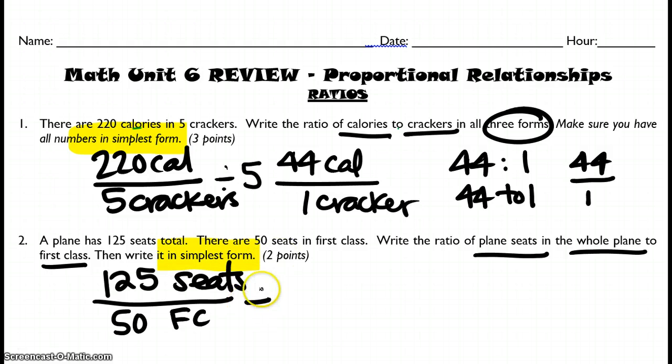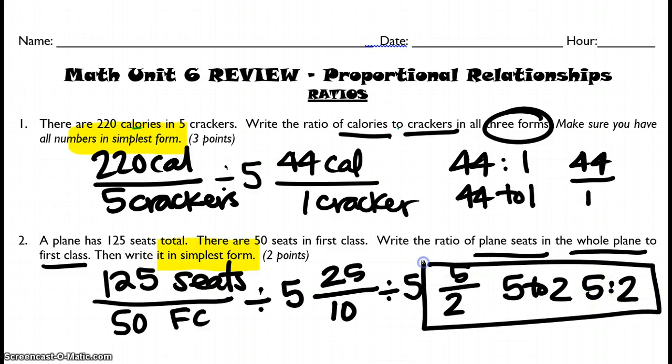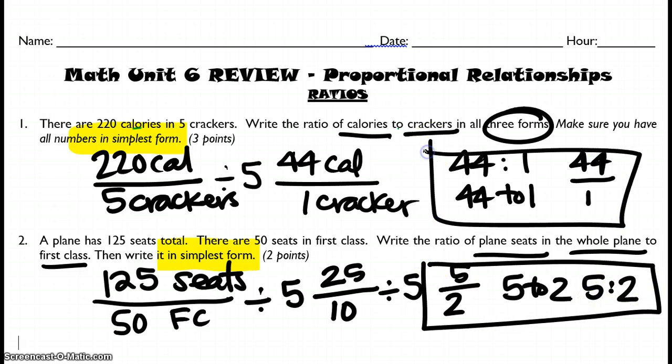Okay, so I need to simplify this, and I'm going to start by dividing the top and the bottom by 5. And I'm going to get 25 over 10. And then I can keep going. I'm going to divide it by 5 again. I get 5 over 2. Okay, so my 3 ways to write it are 5 over 2, 5 to 2, and 5 colon 2. Okay, so my 3 ways to write the ratios.